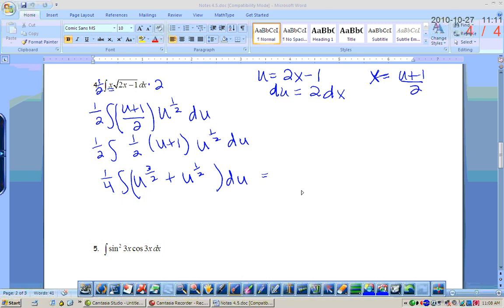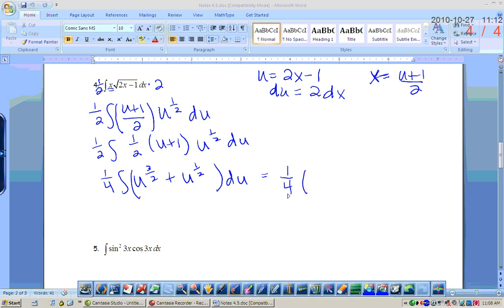So I did two things at once there. I pulled that 1/2 out and distributed the u to the 1/2. You do not have to pull the 1/2 out, but I think it's easier to integrate u to the 3/2 than it is to integrate 1/2 u to the 3/2. Sophia? Because when I pull the 1/2 that was on the inside out, I would multiply it by the 1/2 that's already out there. So 1/2 times 1/2 is 1/4.